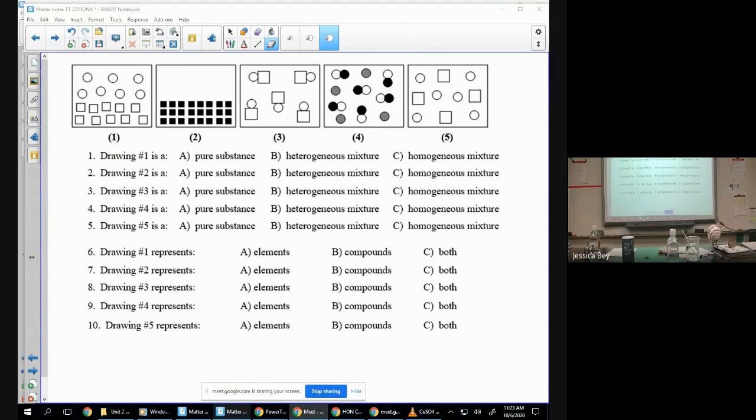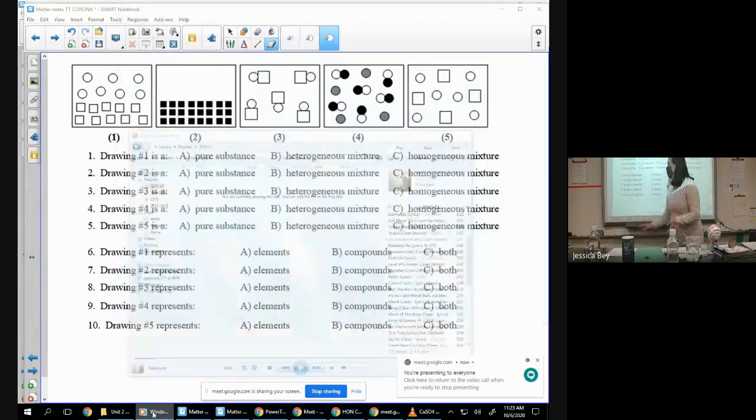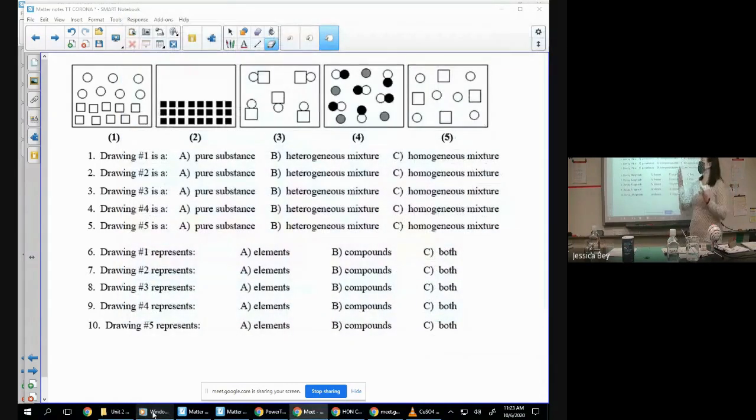Good job. All right, let's chat about it, shall we? See how we're feeling here. And tomorrow we're going to talk about big things, like a basketball, big things. But for right now, we're going to finish doing our microscopic understanding. Drawing 1, is it a pure substance? No. Now, we have to debate over what kind of mixture it is.